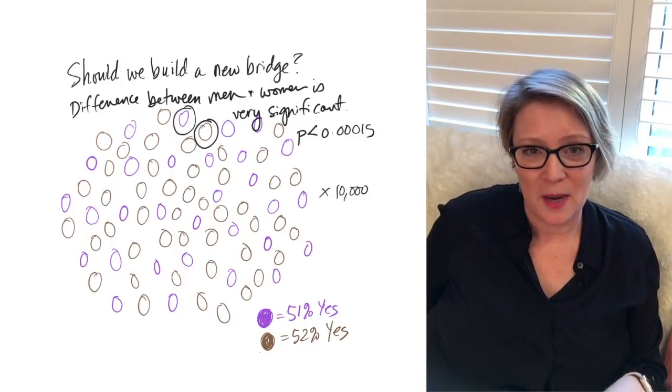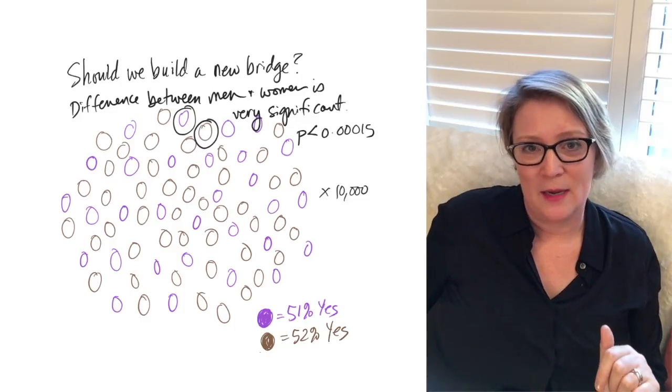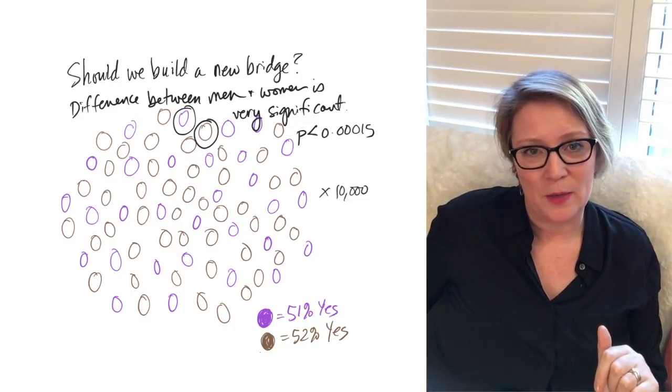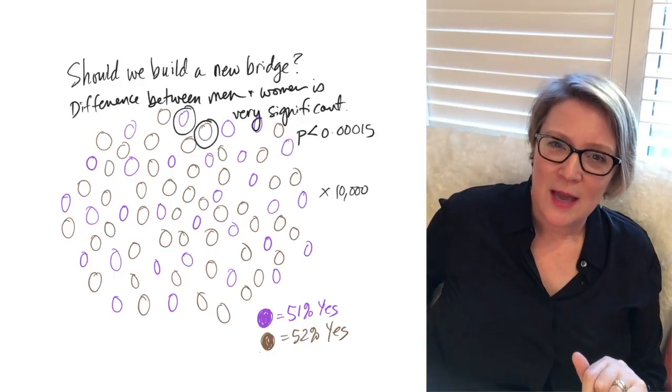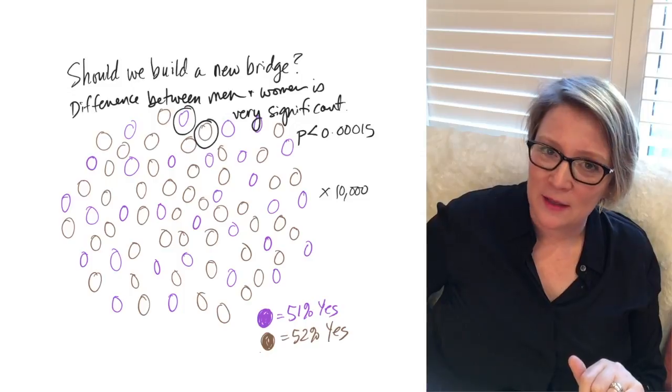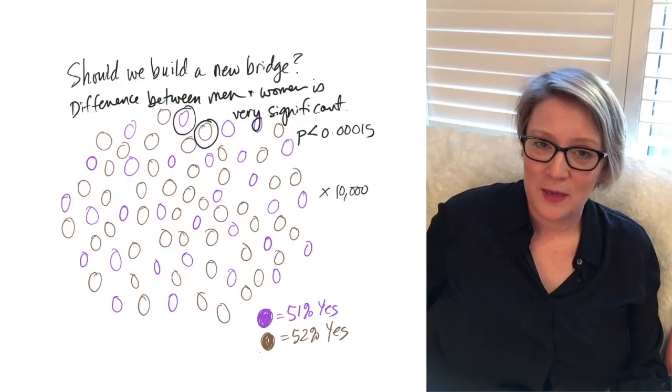However, if you look at what the numbers actually say, it could be that 51% of men want the bridge built and 52% of women want the bridge built. So that is probably not a practically significant difference, even though with a big enough sample size, it could be a statistically significant difference. So it's important to think about both practical significance and statistical significance.